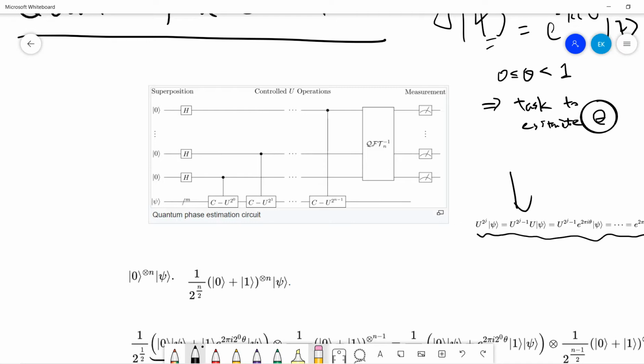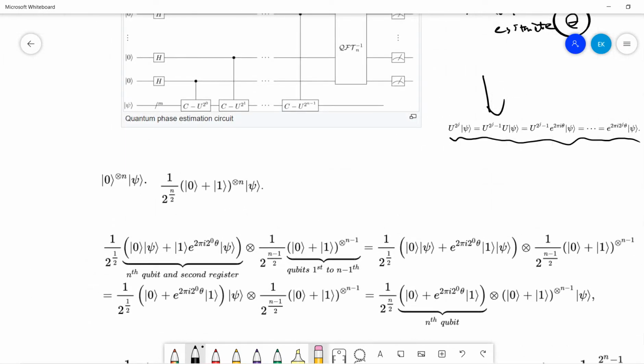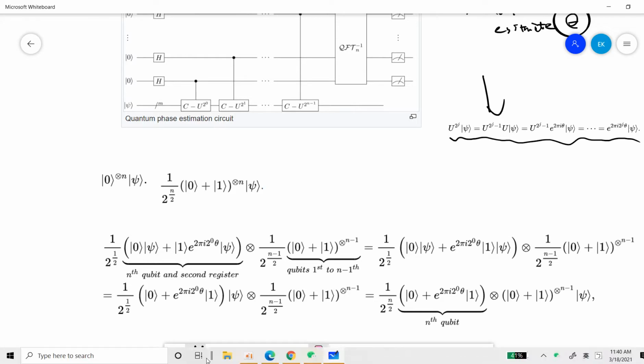Let's go step by step and see what the results are up to this stage. What is the quantum phase estimation state on n qubits? This is your state. If you expand it, since you have a controlled U, if for this qubit the value is 1, then you will create exponential 2 pi i 2 to the 0 theta on psi, and for this one you will produce the corresponding phase.